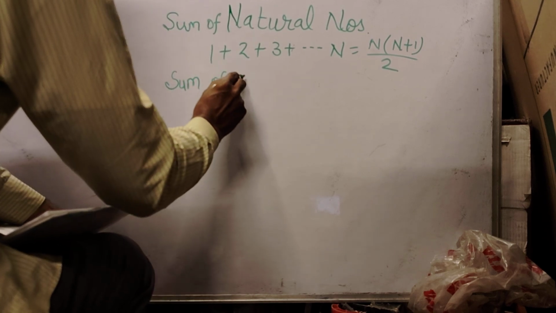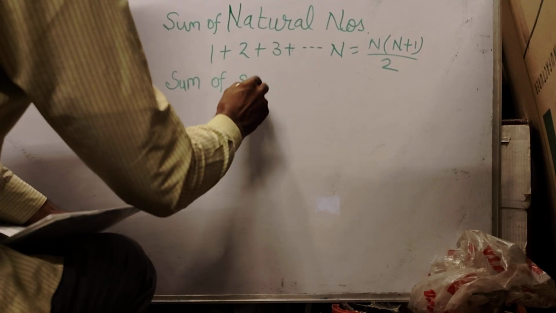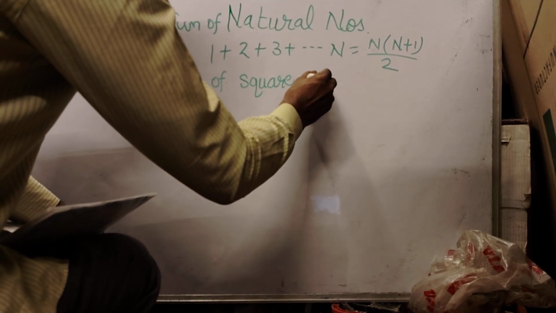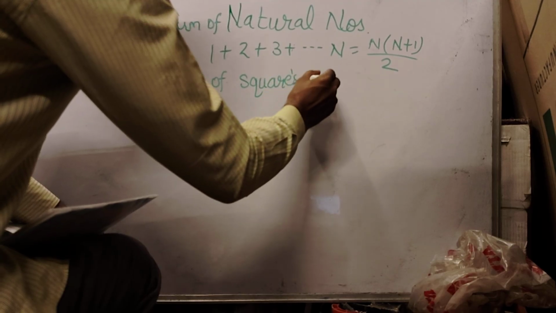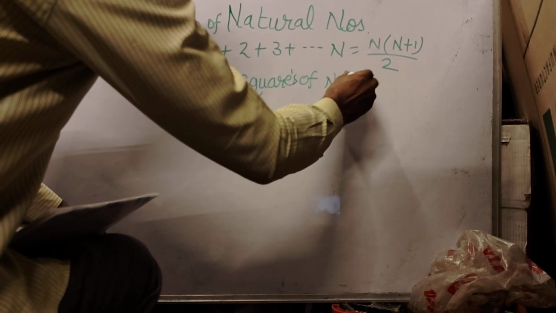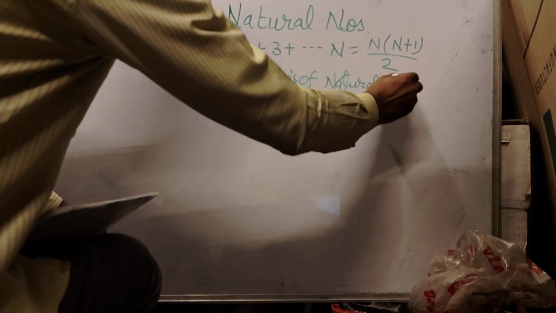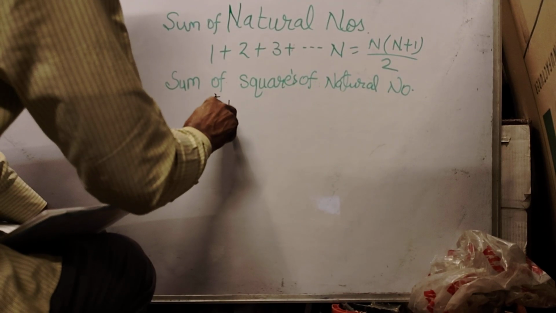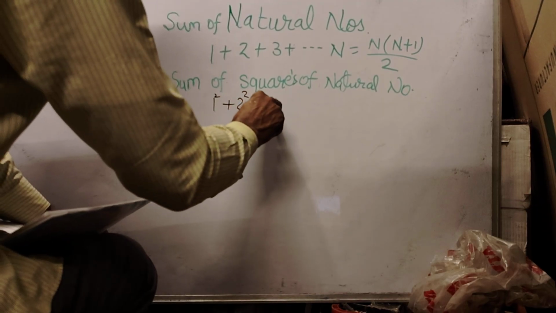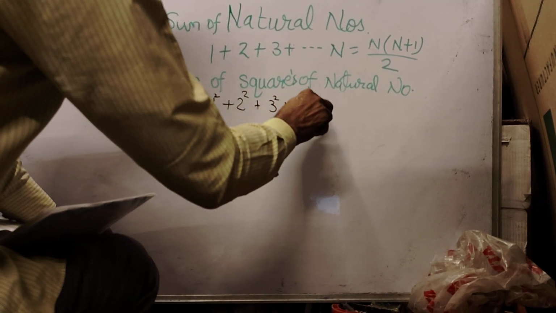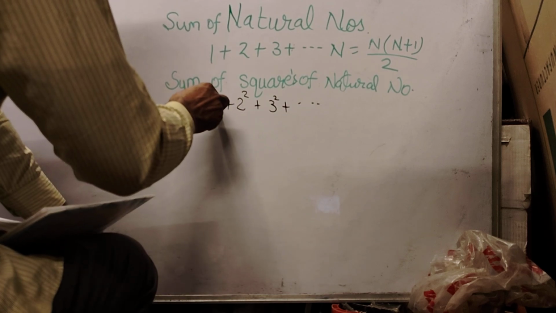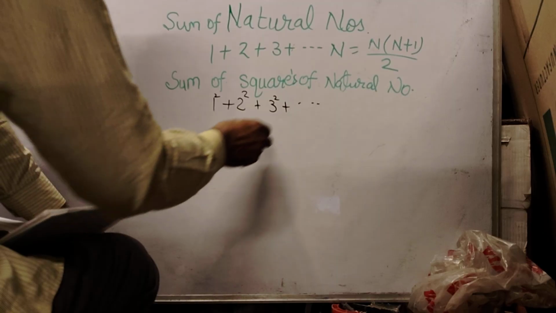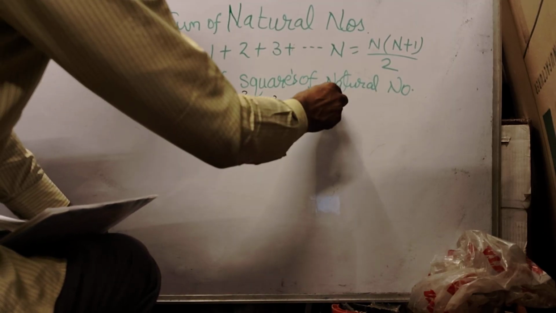sum of squares of natural numbers. Sum of squares of natural numbers. That means 1 square plus 2 square plus 3 square. This is called square: 1 times 1, 2 times 2, 3 times 3. This is the square. And n numbers is square.